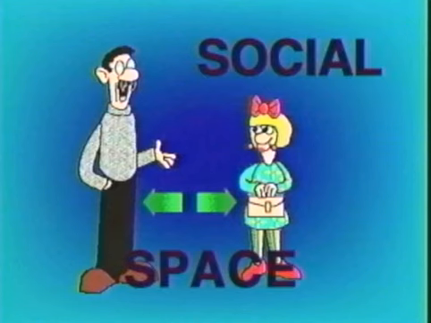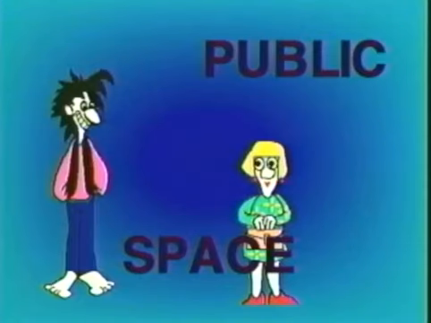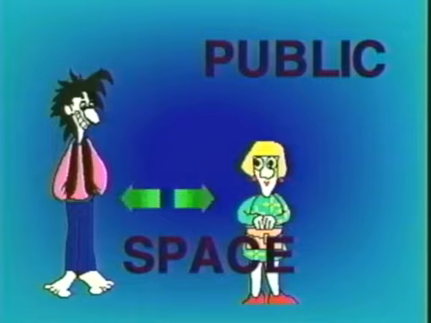The next space is called the social space. That's from 4 feet to 12 feet away. And it would be great if everyone would stay in that range. The last space is public space, and that's 12 feet or further.